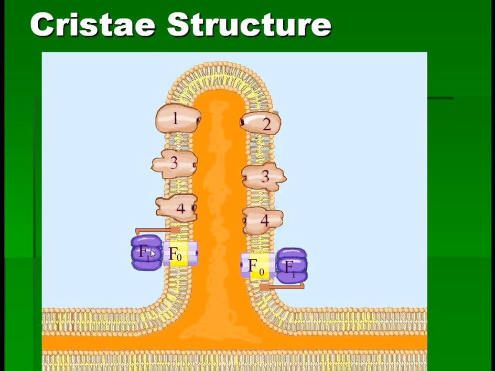What happens is this enzyme has binding sites for inorganic phosphates and ADPs. As the hydrogen ions flow through, the spinning of the turbine actually allows that enzyme to produce the energy of ATP.